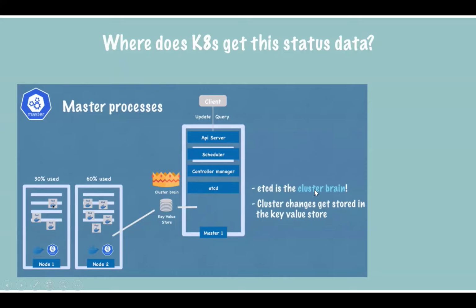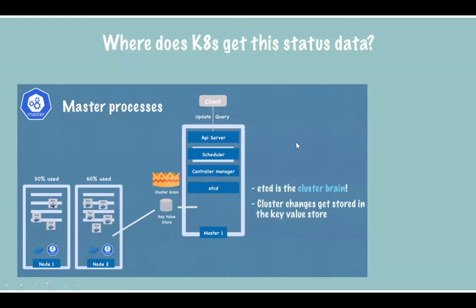etcd is the cluster brain which stores this. Cluster changes get stored as key value pairs. So whatever we change, it stores in etcd, in the form of key value pairs. YAML is also a key value pair, and JSON format is also a key value pair. So if anybody asks where the status data comes from, how will you answer? From etcd.